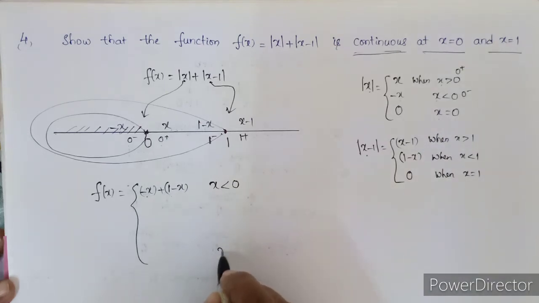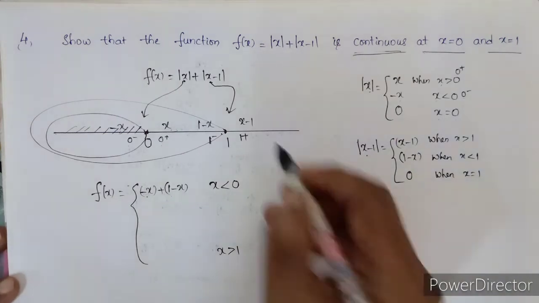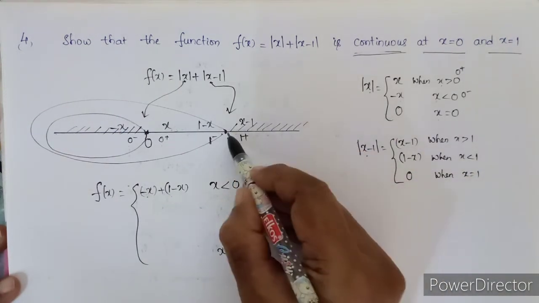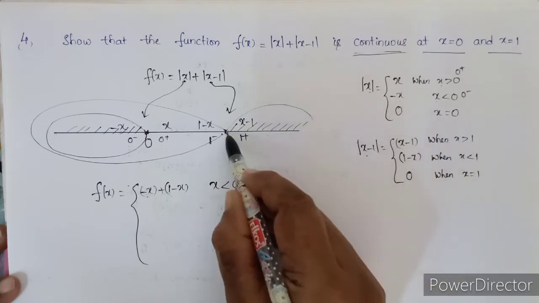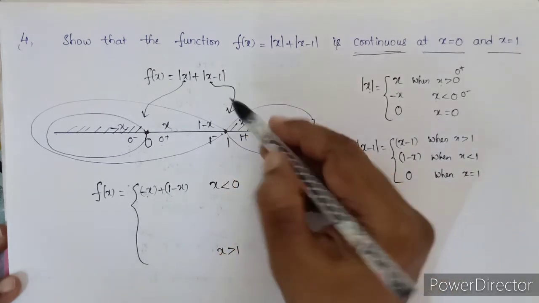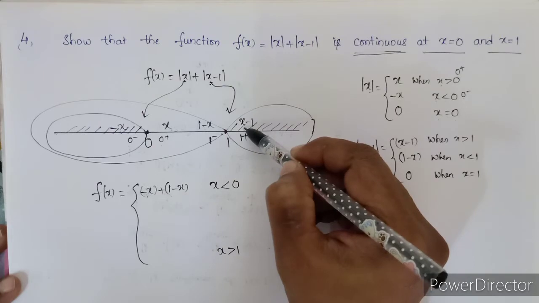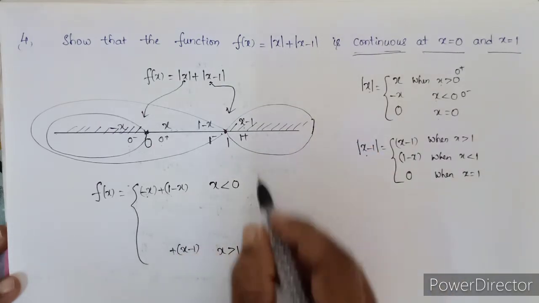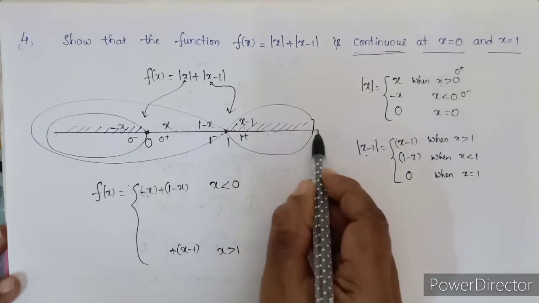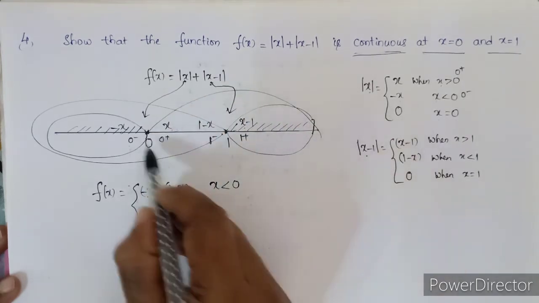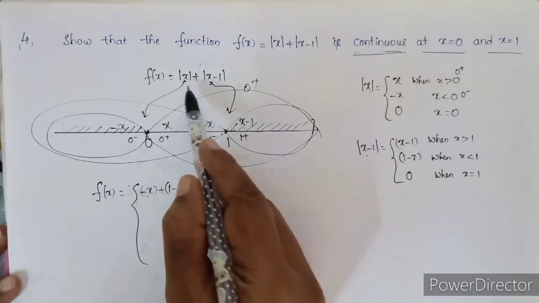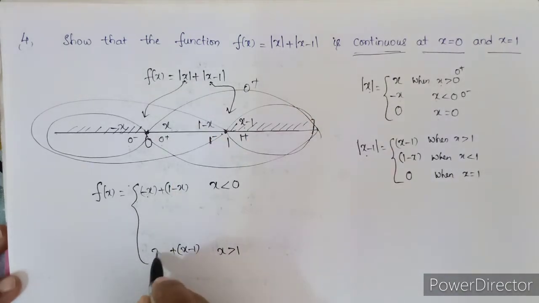Suppose we take x greater than 1. When all the x's are greater than 1, mod of x minus 1 is equal to x minus 1. All these x's are also greater than 0. That is, they are in 0 plus. Then mod x, we write this as plus x.